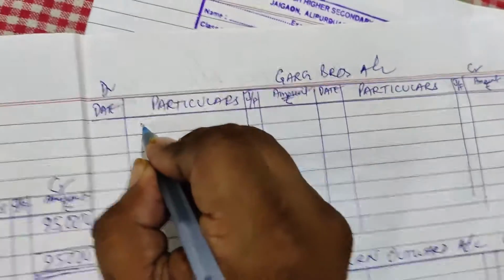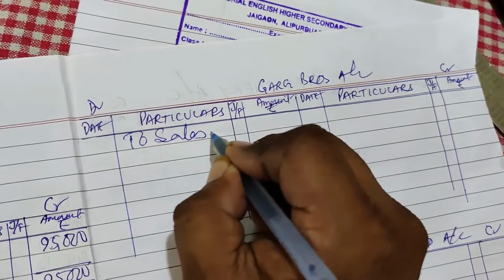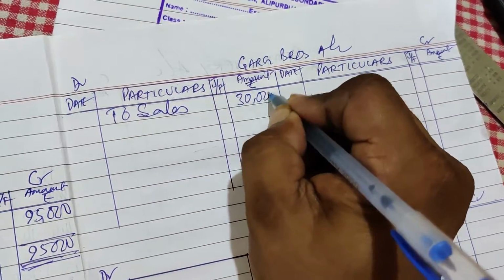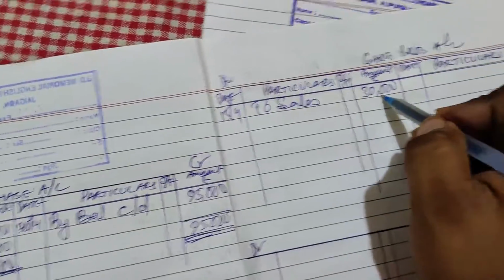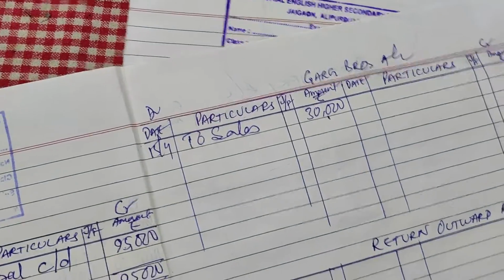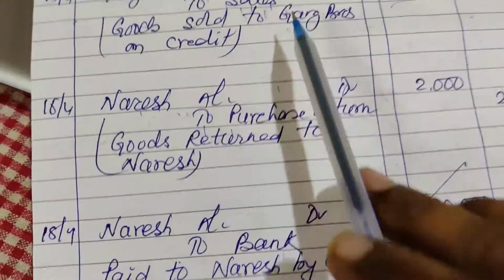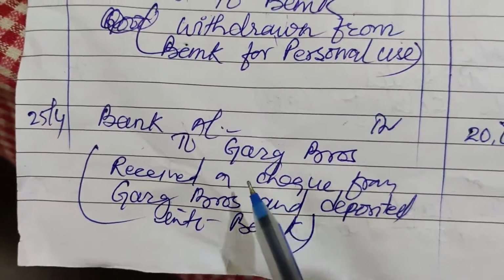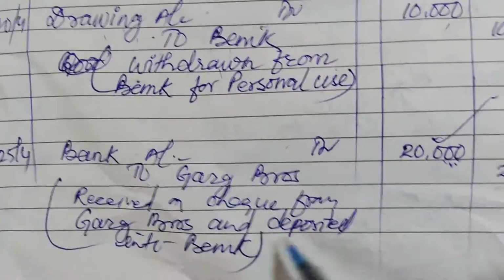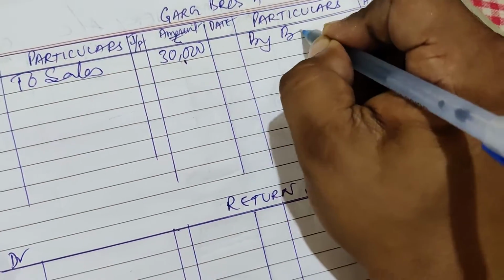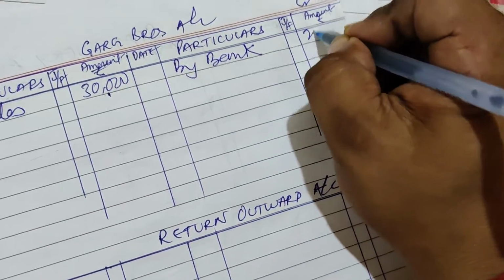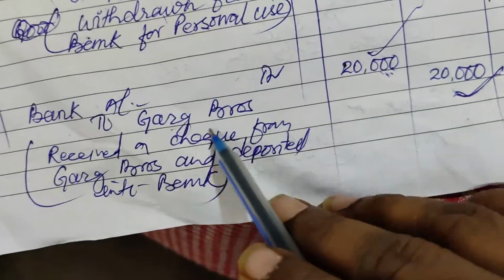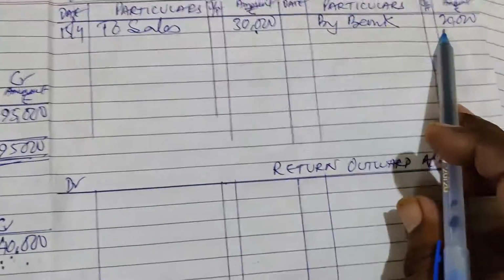GAG gross account debited to sales account, 30,000. Now GAG gross to sales account 30,000. Here is the bank entry for GAG gross; this one I have ticked. GAG gross is created by bank. Cheque received from GAG gross is 20,000. So GAG gross is created here, 20,000.